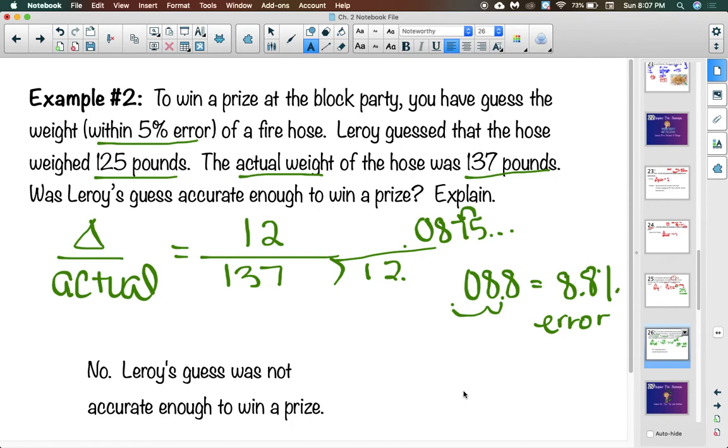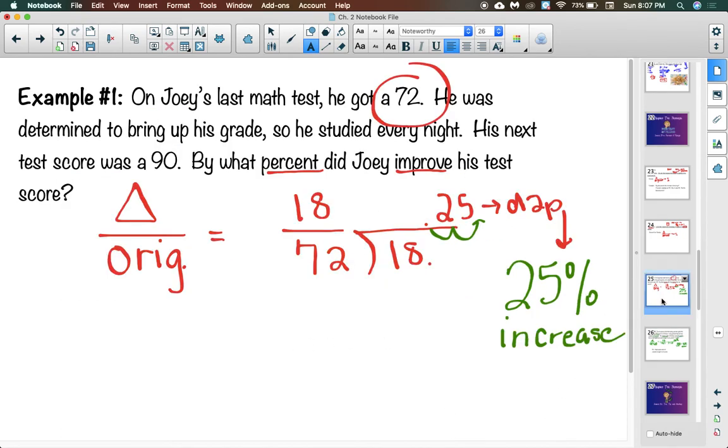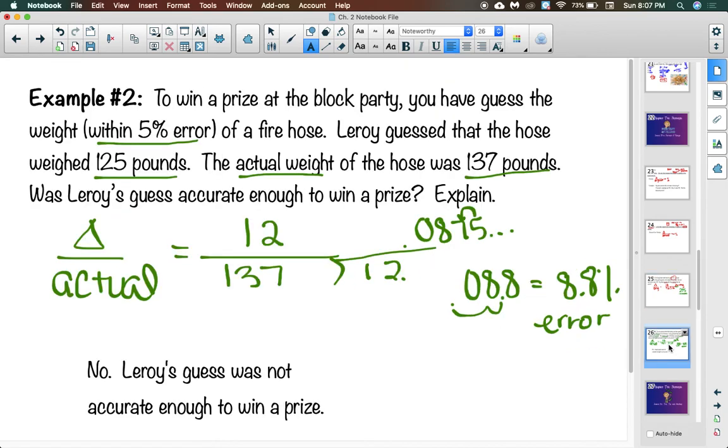Sorry, Leroy. Okay, so you're getting the idea behind this. The formula does help. It is there to guide us, but if you're not using the formula, as long as you know the gist, you take the two numbers and subtract them. For percent of change, you divide by the original. For percent error, you divide by the actual number, and then you change to a percent.